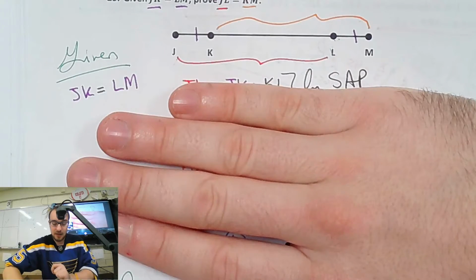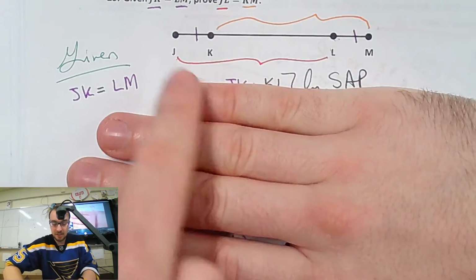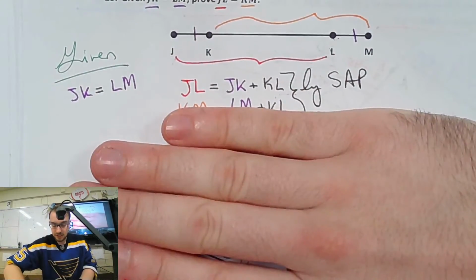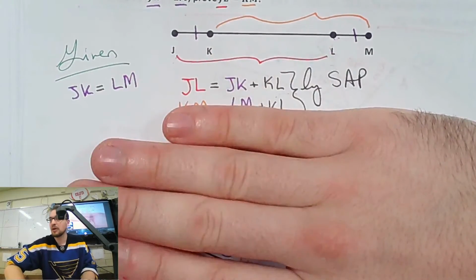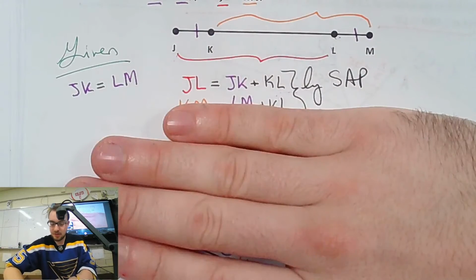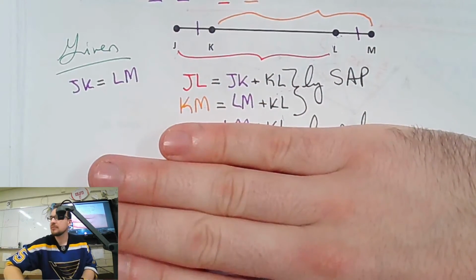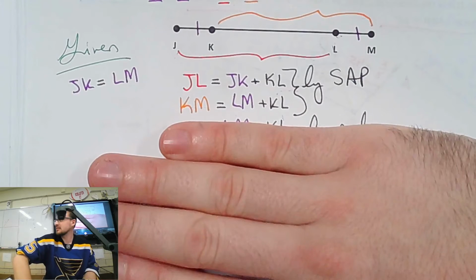So I write that JL is JK plus KL. Because it is, right? Look, JK plus KL makes up the red part. Notice that KM is just LM plus KL, so I write that. That's segment addition postulate.